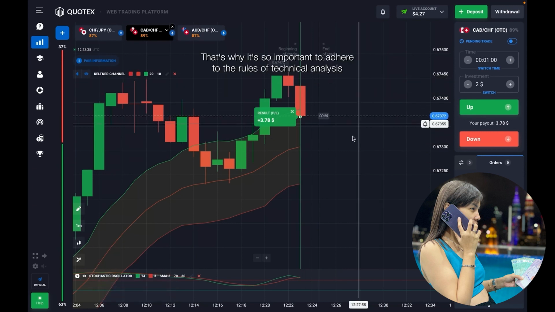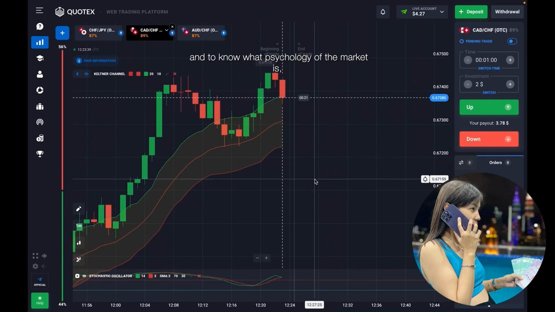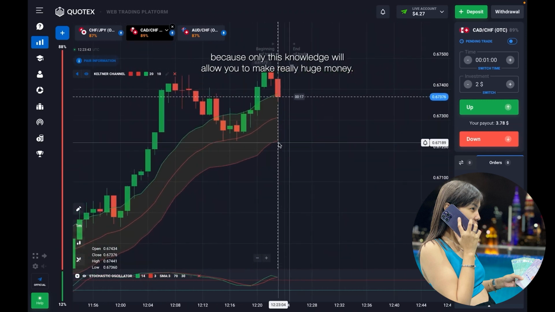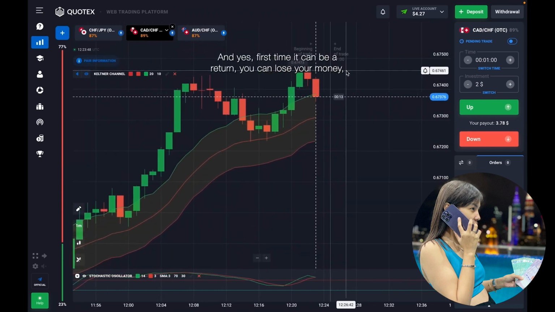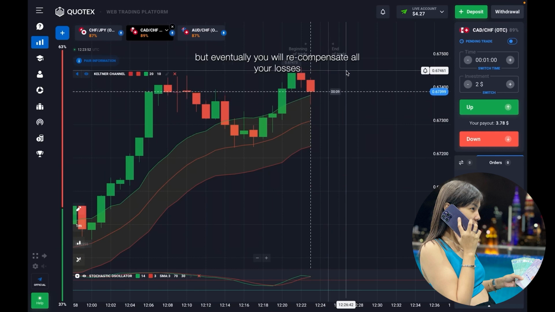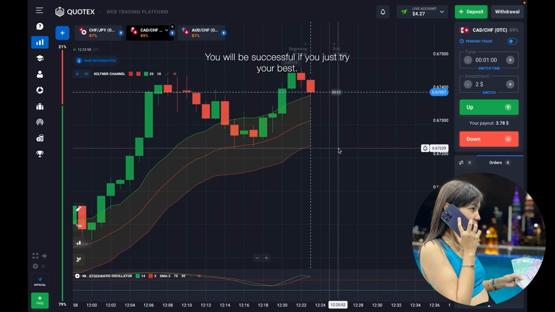That's why it's so important to adhere to the rules of technical analysis and to know the psychology of the market, because only this knowledge will allow you to make really huge money. And yes, the first time it can be returned. You can lose your money, but eventually you recompense all the losses and finally you will get your money. So you'll be successful if you just try your best.